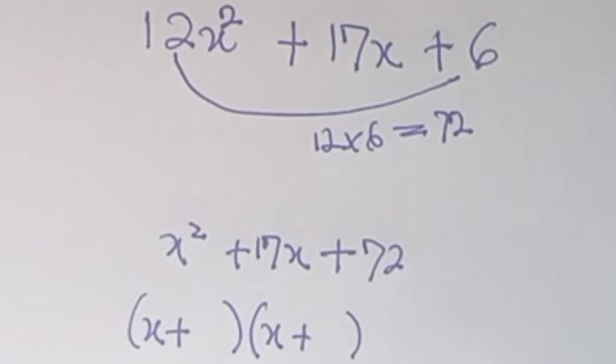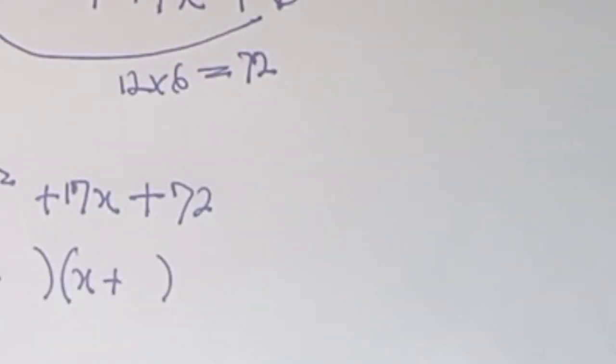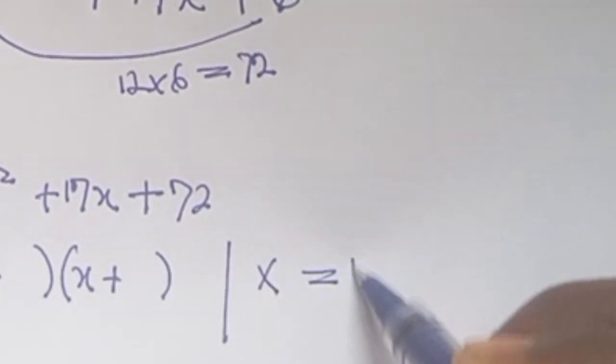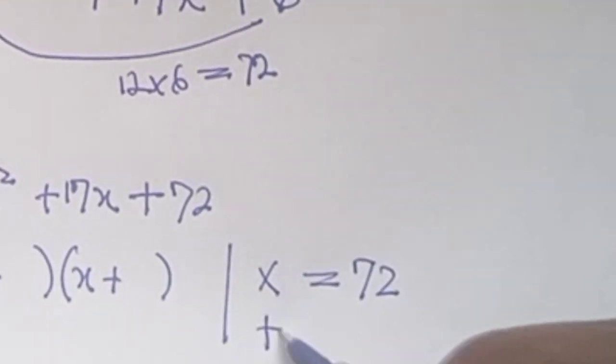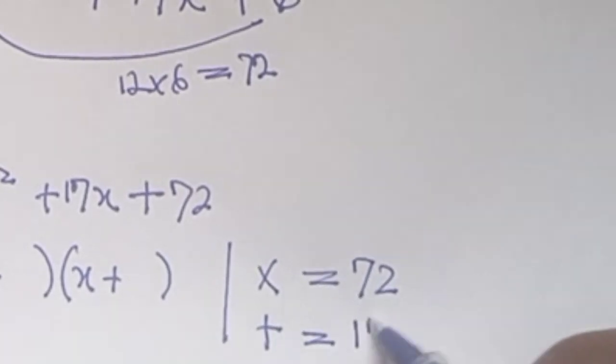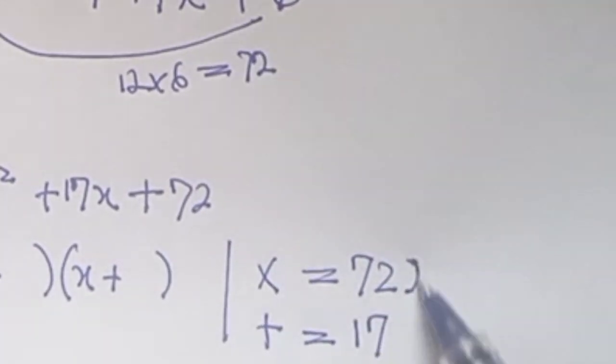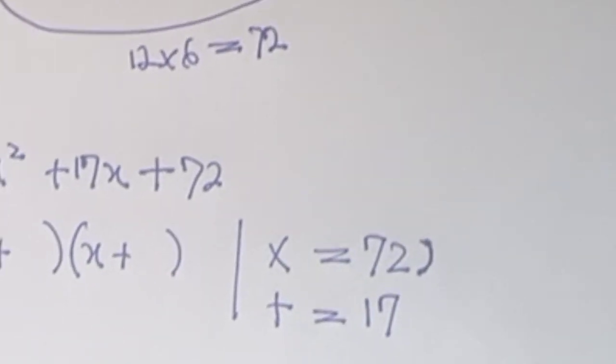And to find out which two numbers are needed to complete the factorization, these two numbers, when they are multiplied, should give us 72. And when they are added, definitely should give us 17. And these numbers can only be factors of 72.